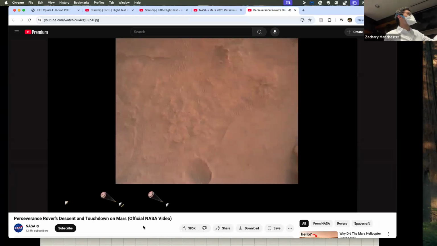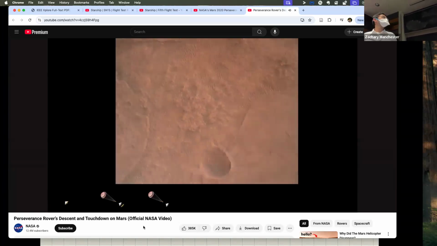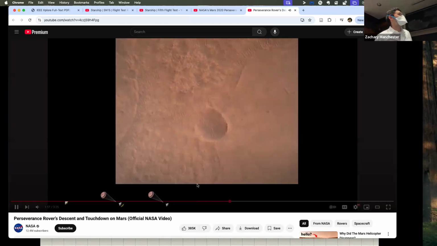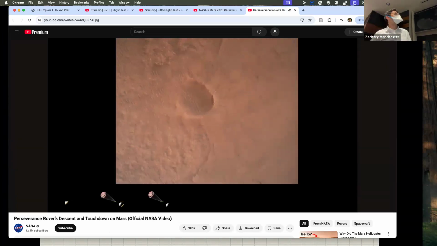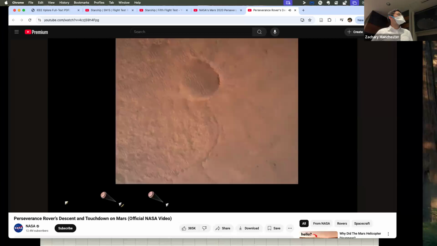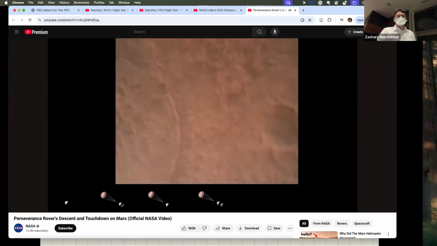It's cool. So this is real video that was coming in live during the landing. This is after the parachute opened up. This is like the TRN camera looking down. And I think you can hear some stuff.